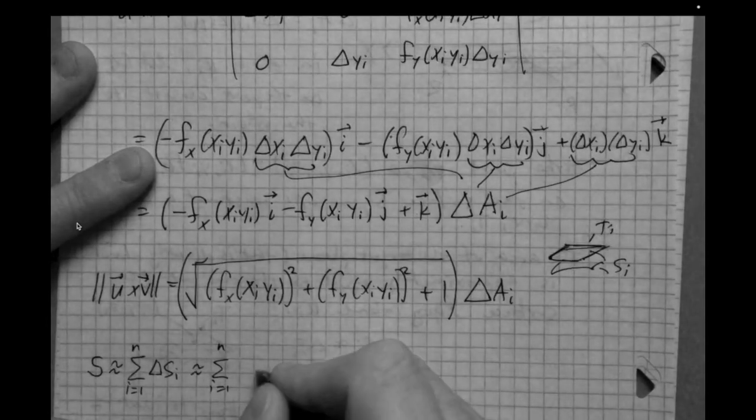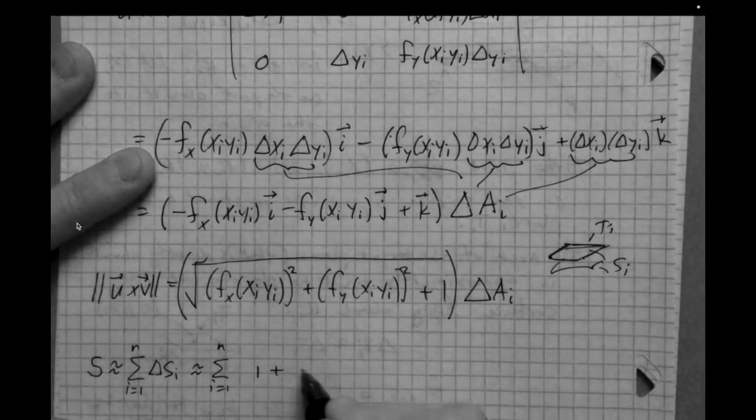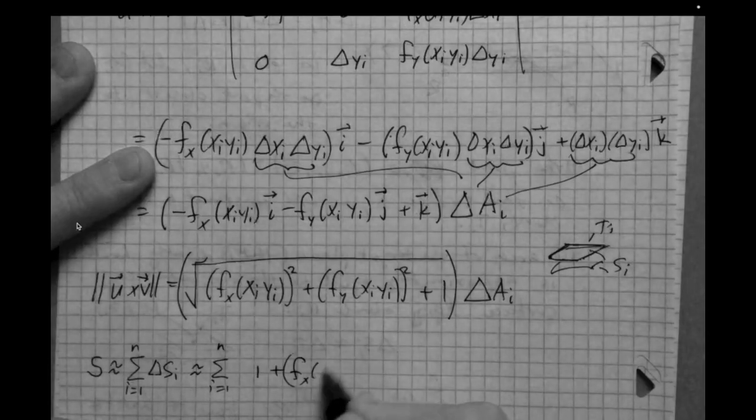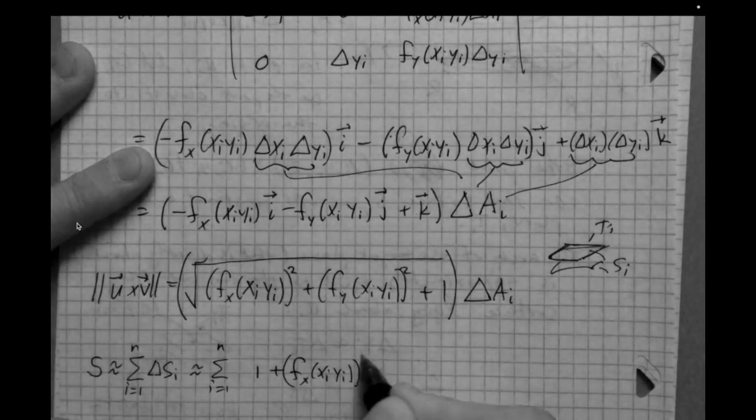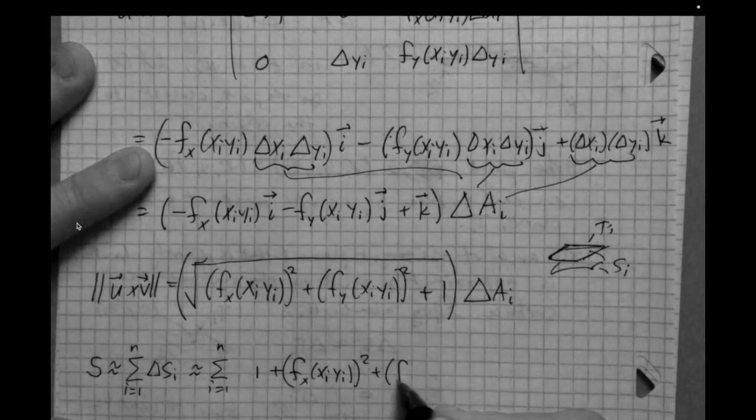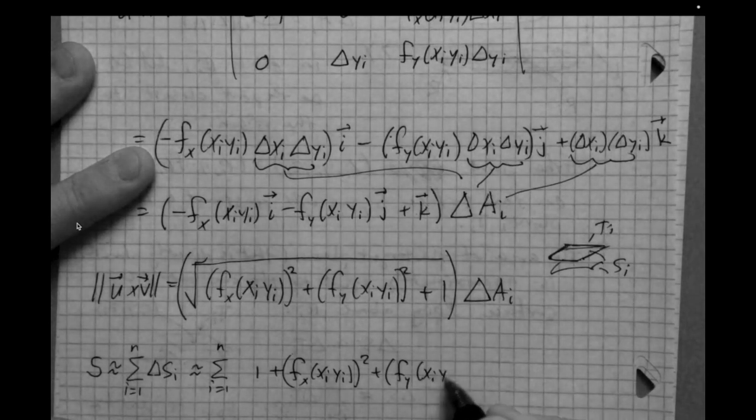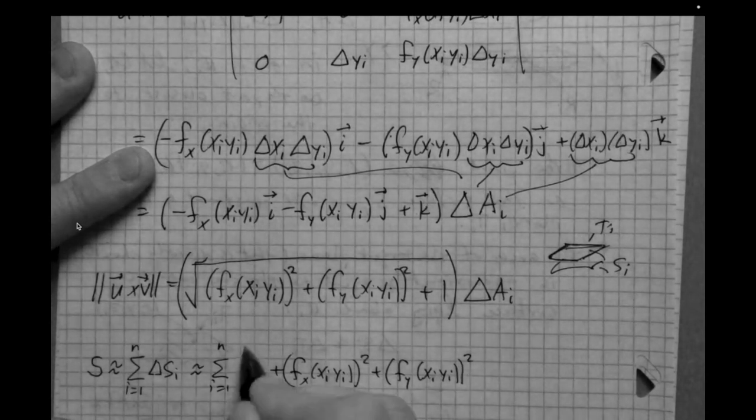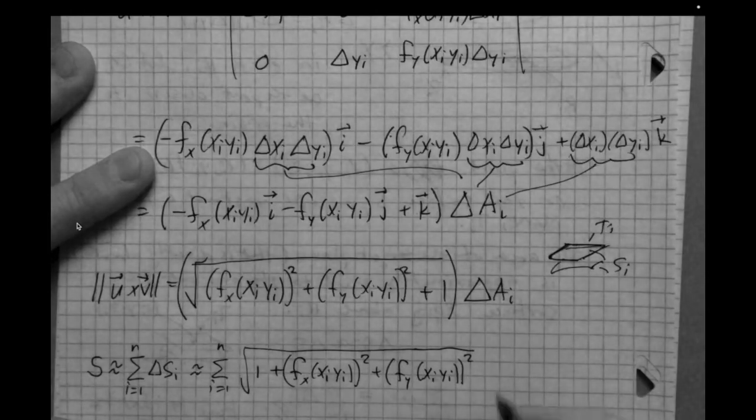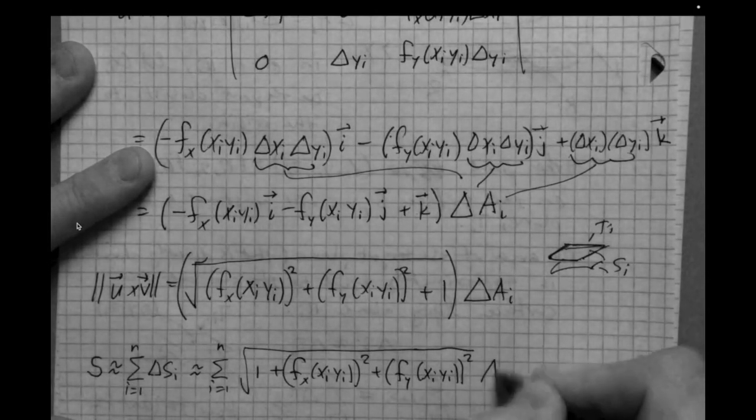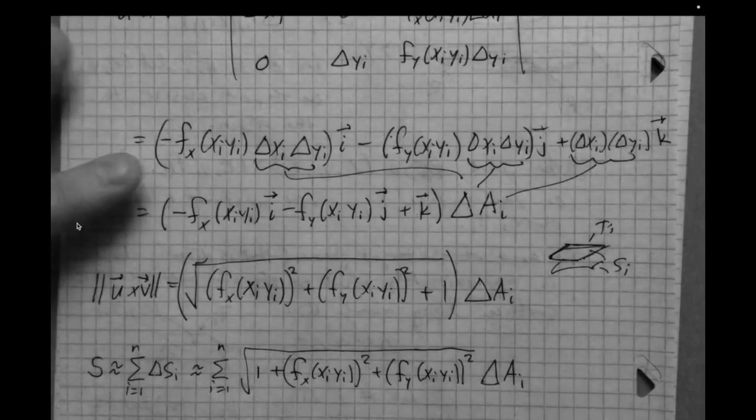Okay, and so let's rewrite that. I'm going to put the 1 up front: 1 plus f sub x at (xi, yi) squared plus f sub y at (xi, yi) squared. Take the square root of that whole thing and then multiply it times each of the individual areas.